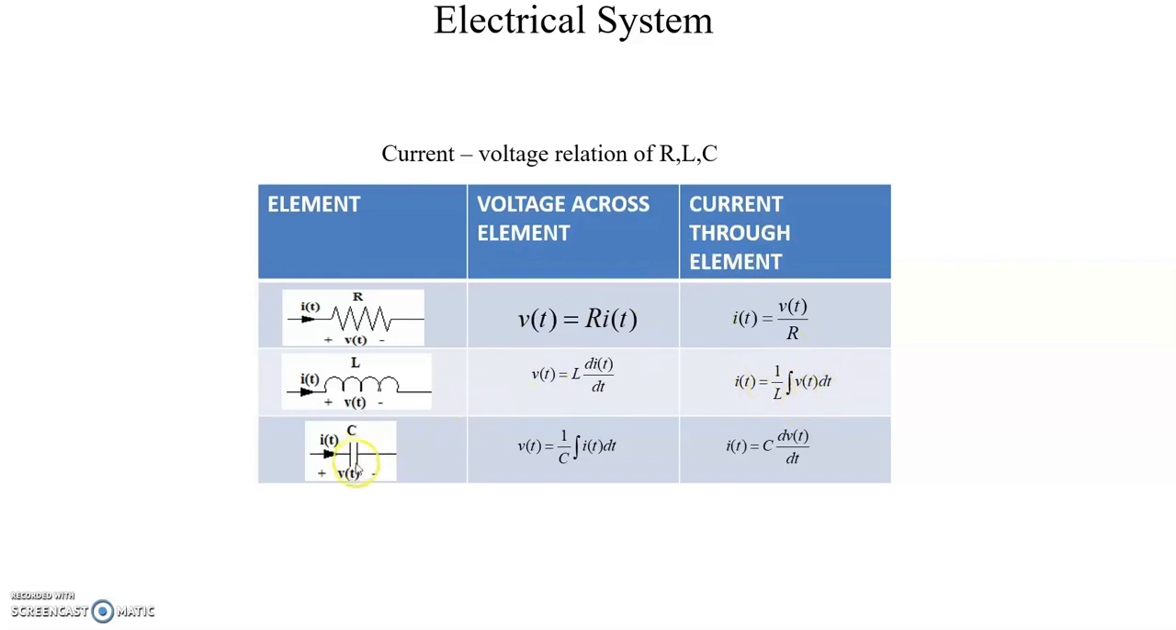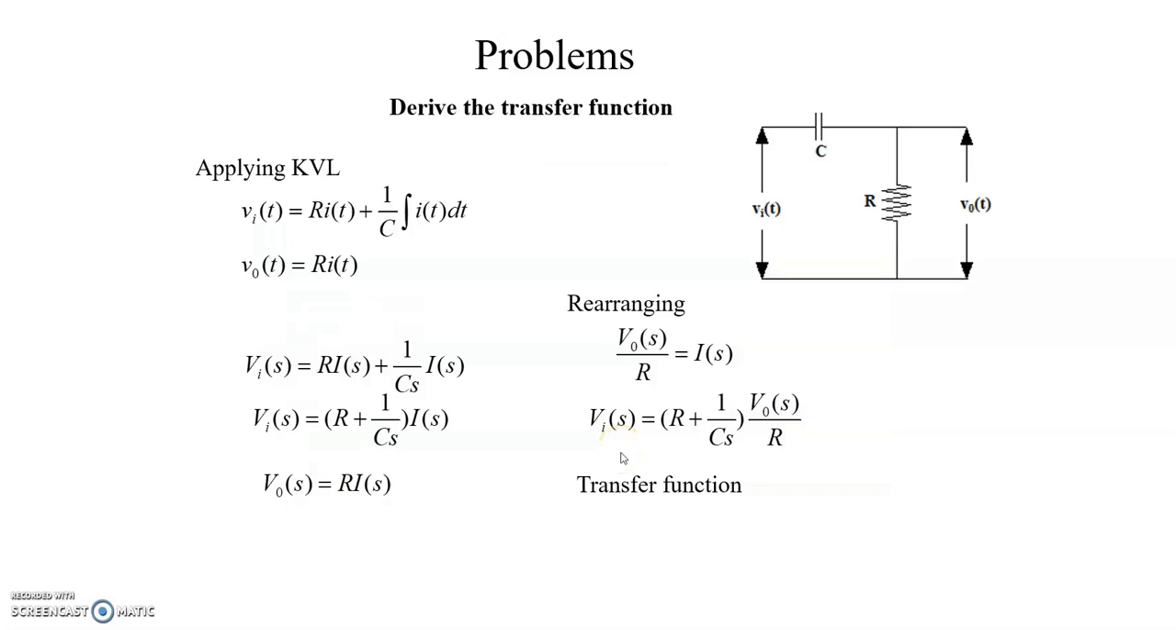The next one is the capacitor. The current flowing through the element is I of t is equal to C into dV of t by dt, whereas the voltage across the element is V of t is equal to 1 by C integral of I of t into dt.